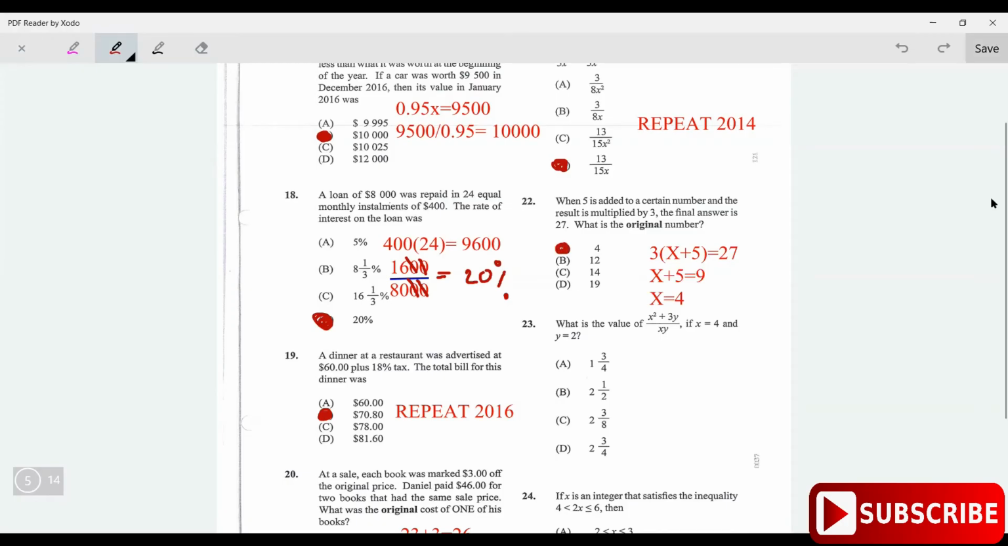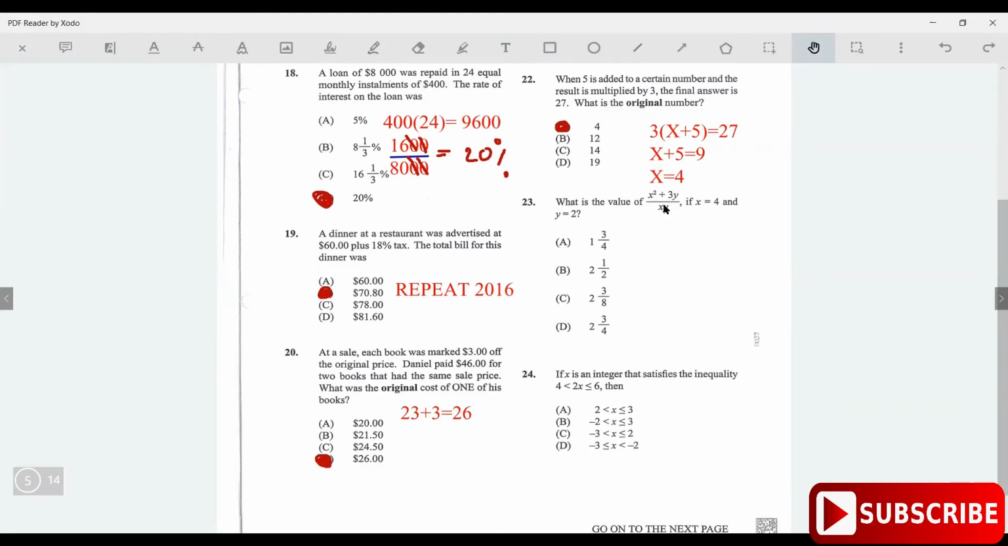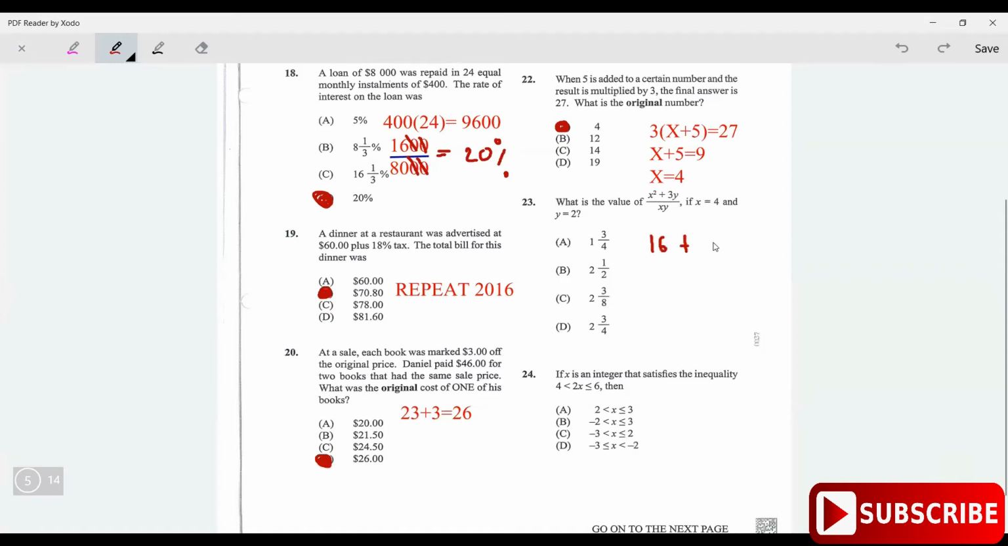Next question. What is the value of x squared plus 3y over xy? Okay, and they give us x is 4. So 4 squared is 16 plus 3 times y. 3 times 2 is 6. And then we're dividing that by x times y. 4 times 2 is 8. So what you get is 22 over 8.